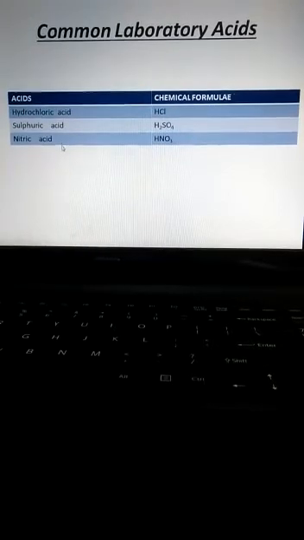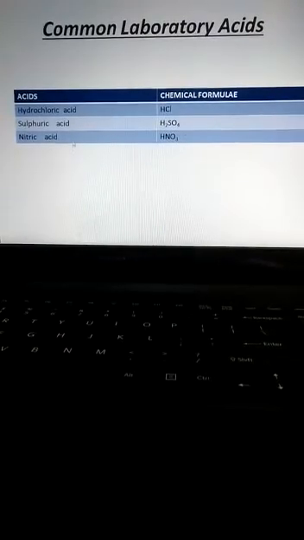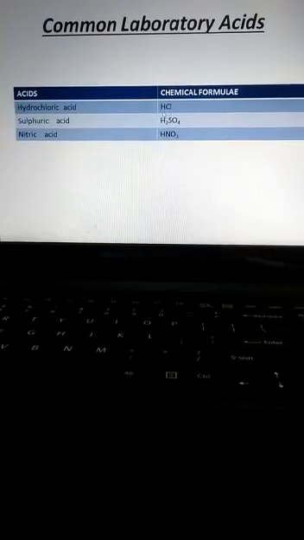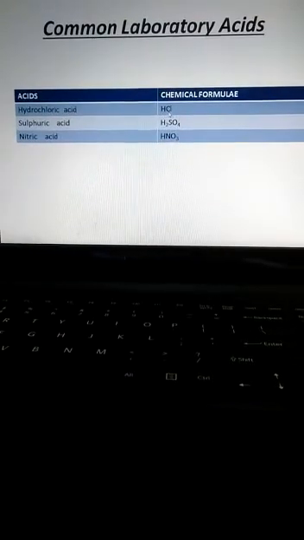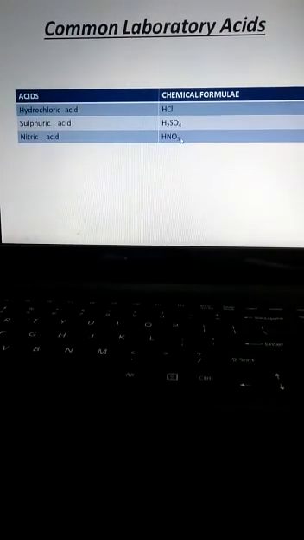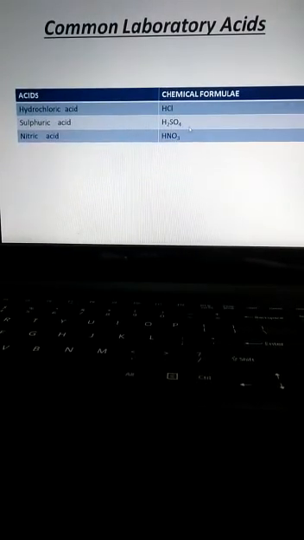Common laboratory acids. These are the three main acids which are used in labs, and these are the chemical formulae of these acids. Let's see. Hydrochloric acid, and the formula is HCl. Sulfuric acid, that is H2SO4. Nitric acid, HNO3. Children, you have to pay attention to the capital and small letters over here. It is compulsory to write a capital letter where it is written in capital and small where it is written in small. So be particular about the capital and small letters in the chemical formulae.